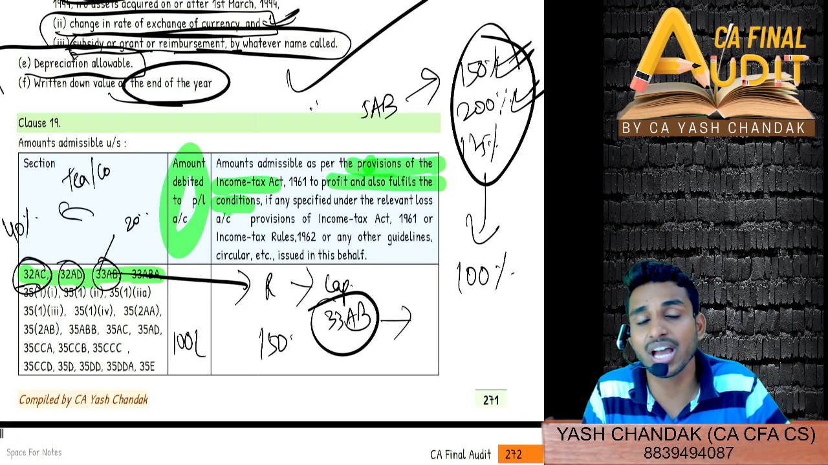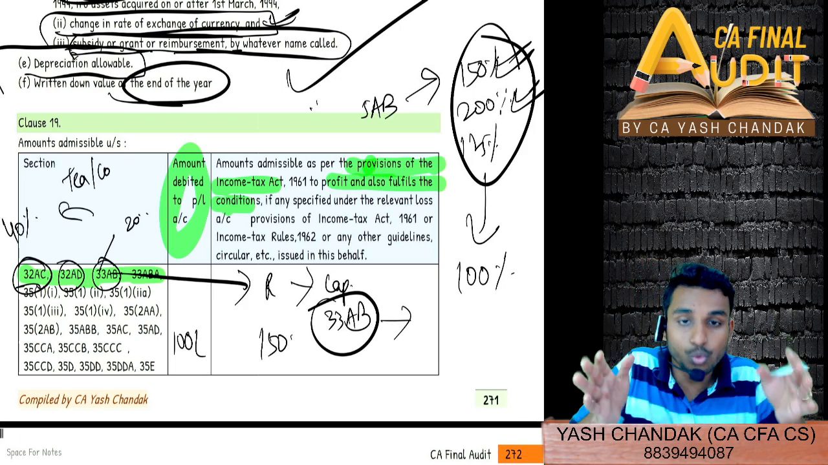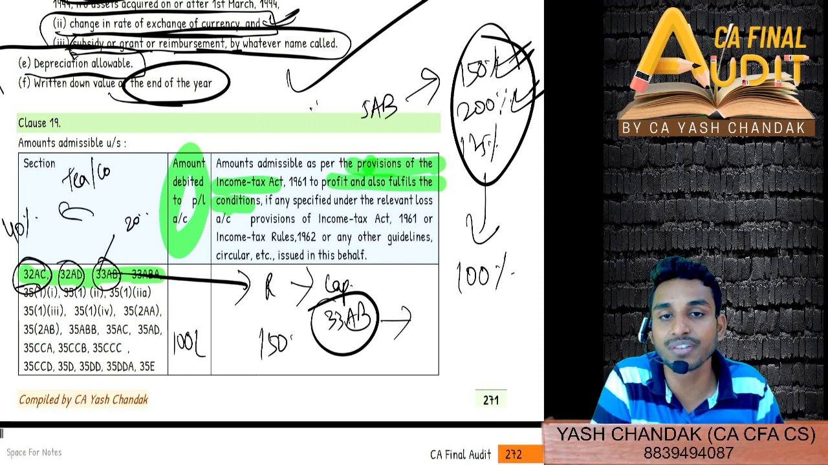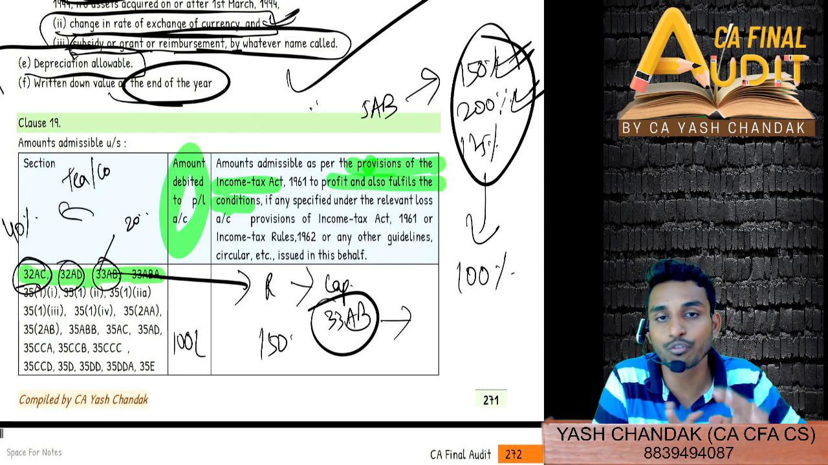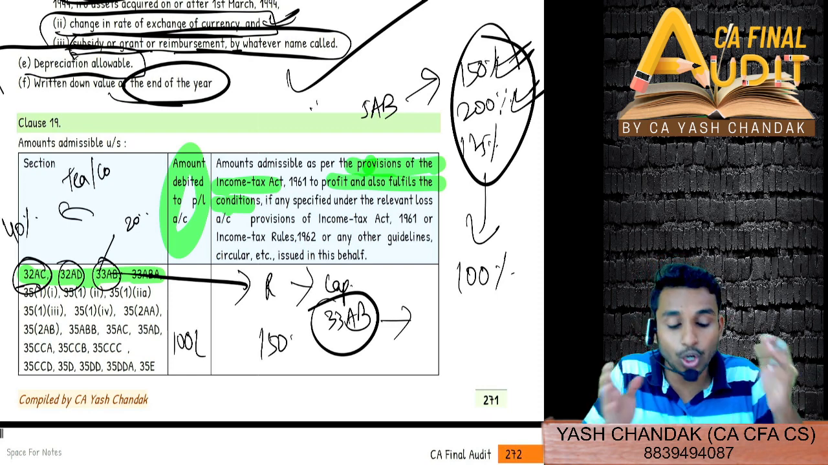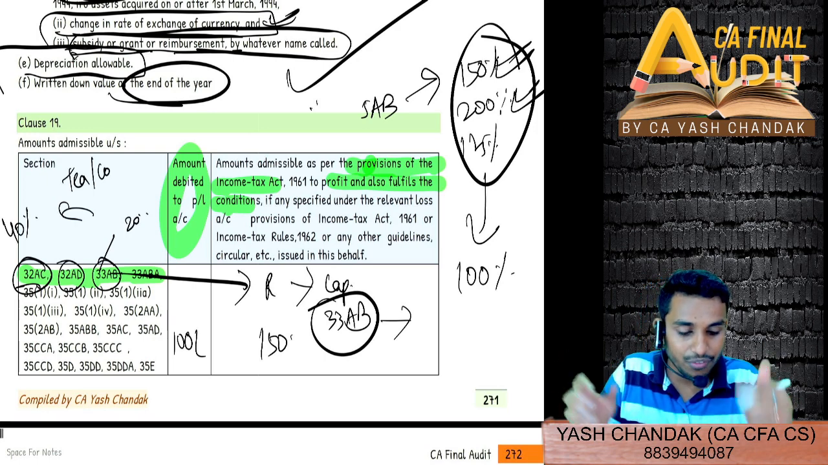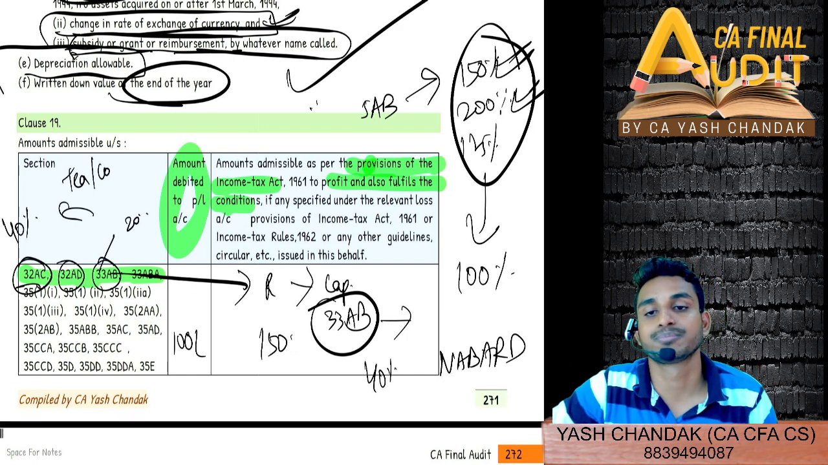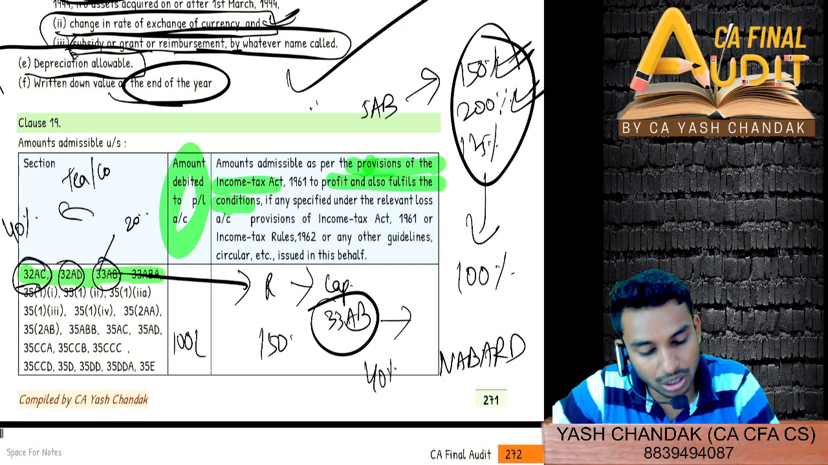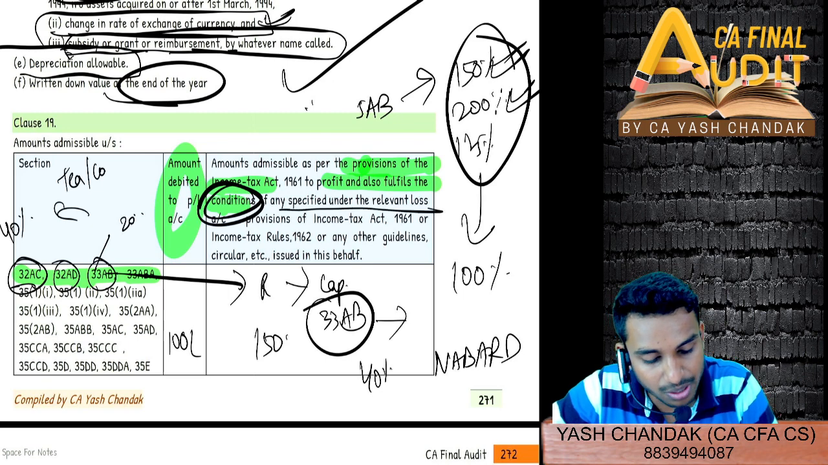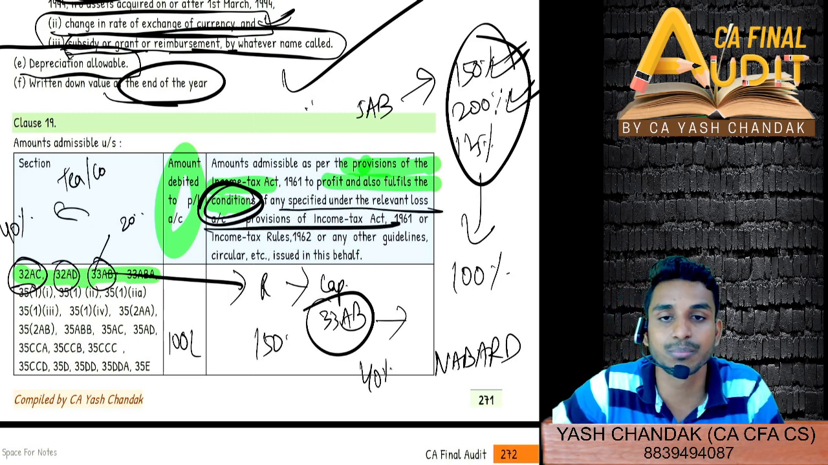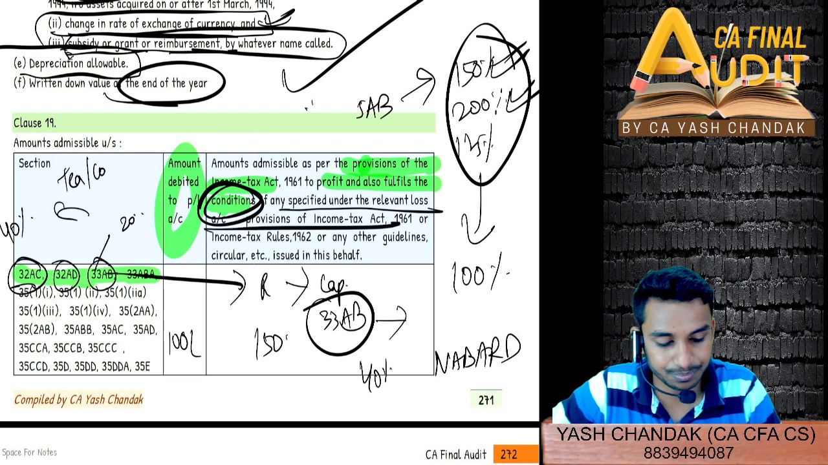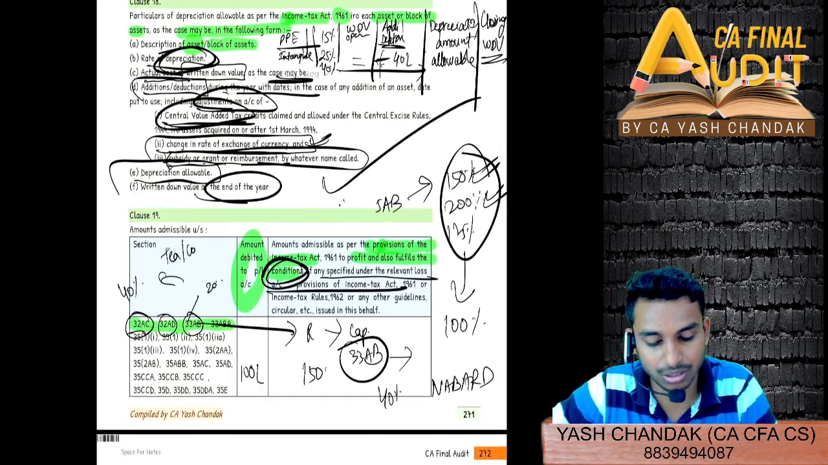Similarly, there are many other conditions, such as that you have to use this asset only for the purpose of the tea, coffee, rubber plantation business and not for any other purpose. If you are depositing 40% of the profit amount to NABARD, then you cannot use this amount for any other purpose. These are all the conditions. So all these conditions have to be met, as specified under the relevant provisions of the Income Tax Act, 1961. Clause 19.